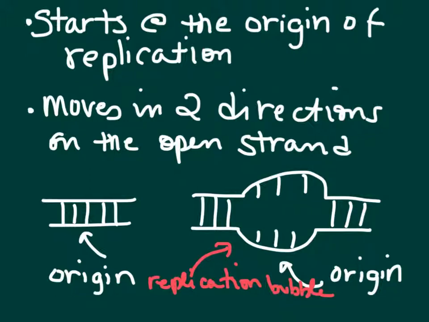So on that prokaryotic chromosome, the circular one we saw, it would start in one spot, move both ways around, so it would meet halfway on the other side. It'd be twice as fast.